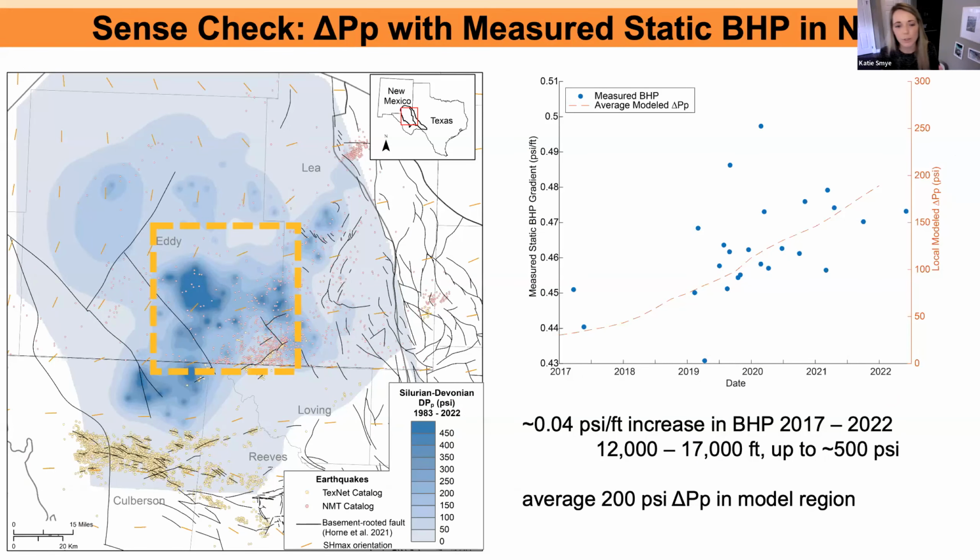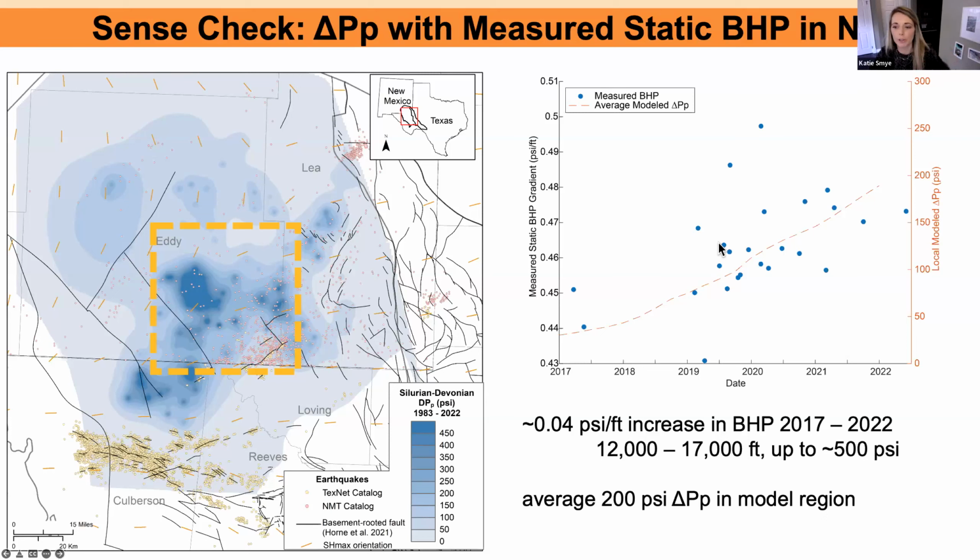So one of the other things we have to do is get a sense check of how our model's performing relative to real data. One nice thing that's occurred in recent years is that since about 2018, the regulator in New Mexico has required a static bottom hole pressure measurement prior to permitting deep injection. And so we're now amassing quite a few data points, a dozen or two, I guess, of bottom hole pressures. And what we can do is have a look at how the model is performing relative to bottom hole pressures. Now, the line and the dots on this plot on the right are on different scales, so they're actually shifted, but what I'm showing you is that the rate of change for both the model and the measured bottom hole pressure is pretty consistent.